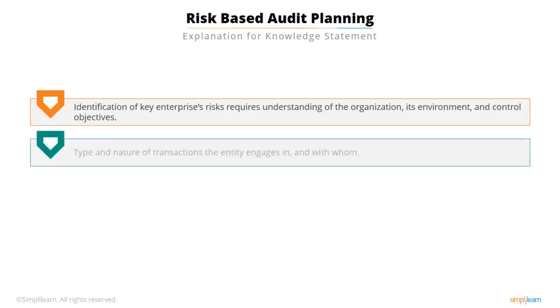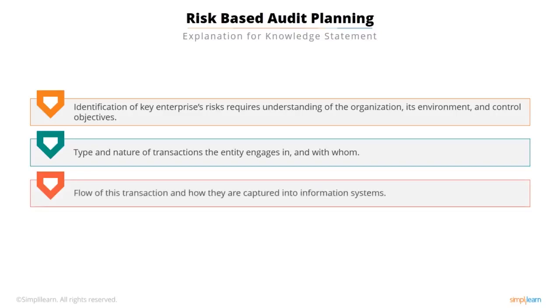It's important to understand the type and nature of transactions that organization engages in. For example, B2B wire transfers are very different than consumer-initiated credit card transactions. That changes the entire scenario, what risks are present, and how one goes about auditing. You also need to understand the flow of these transactions and how they're captured in information systems. Remember, our focus is information system auditing, so it's not just the transactions, but how are they processed within computer systems?